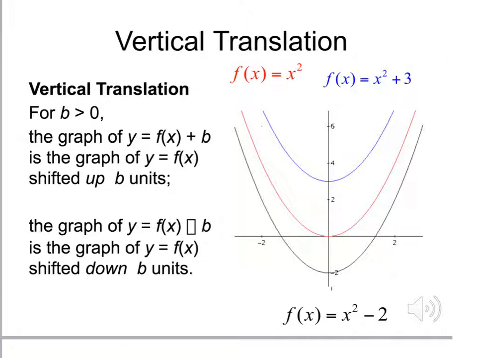Let's take a look at the graph in black. What happened from the parent function to the graph in black? It went down vertically 2 units. Take a look at the function in the equation. x squared minus 2 shifts 2 down. x squared plus 3 went 3 up.